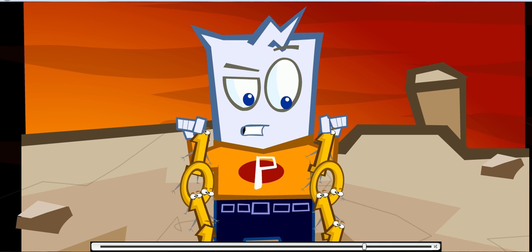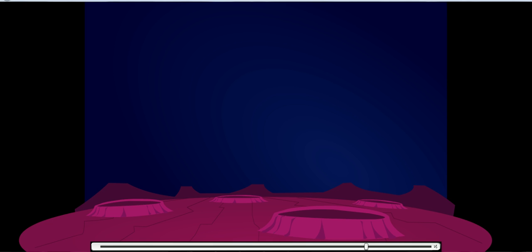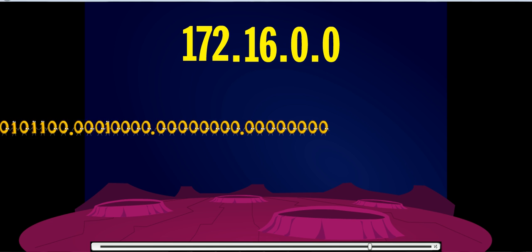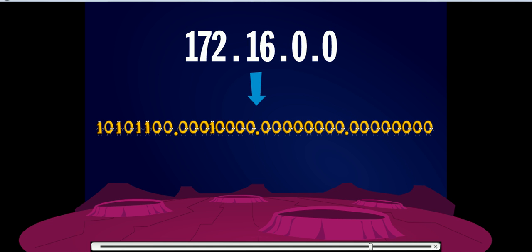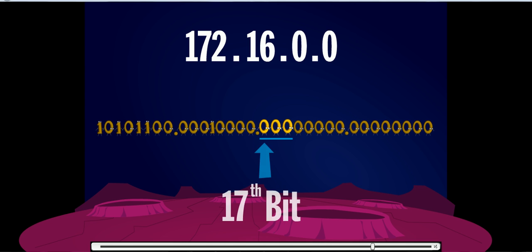I still don't get it, though. How do we know which IP addresses go where? We've already seen that Planetary Pharmaceutical Company has been given 172.16.0.0 as its network address. Let's look at the binary version of that number. Starting at the 17th bit, the next 3 bits will be used to define the subnet. So let's start with 001.